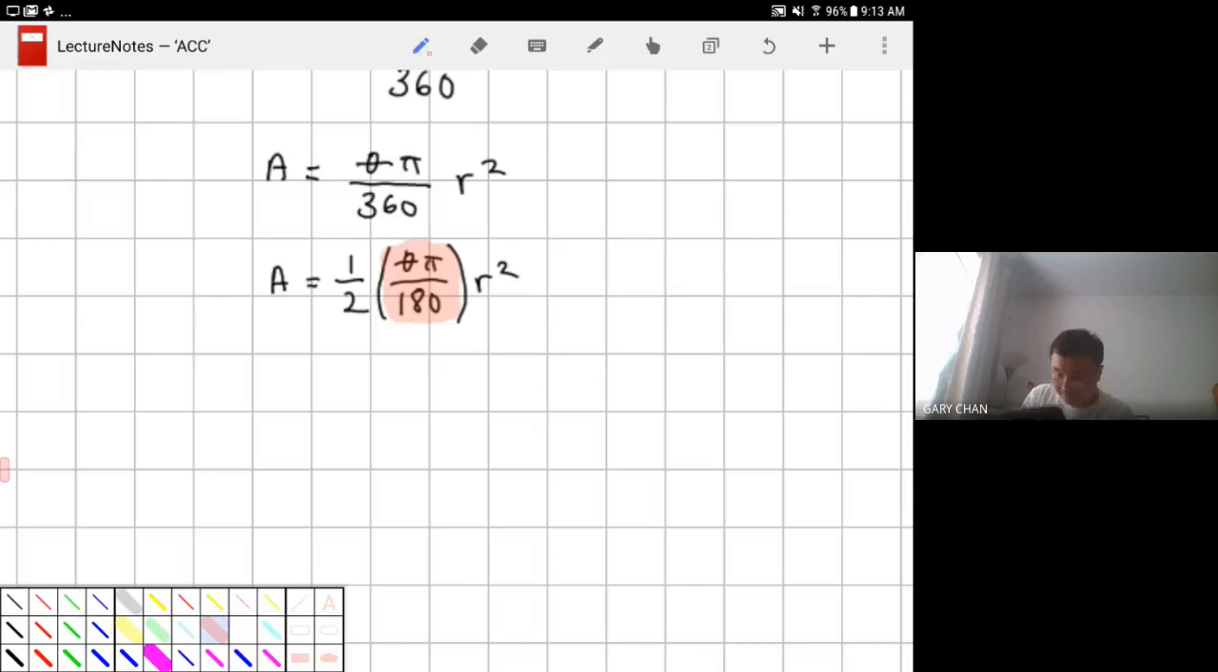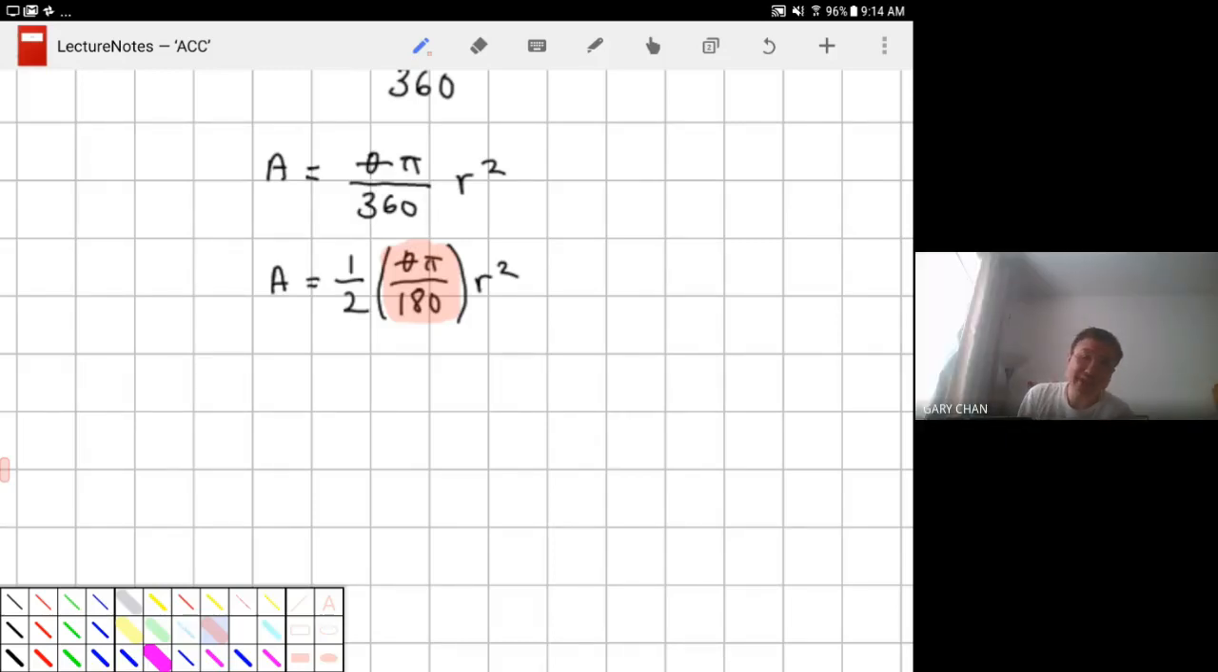Okay, so wait a minute. This thing that's highlighted right now, if I know something that is in degrees and I throw it in there, this whole thing that's highlighted right now, is that a degree measure or is that a radian measure? Radian measure. That is a radian measure.